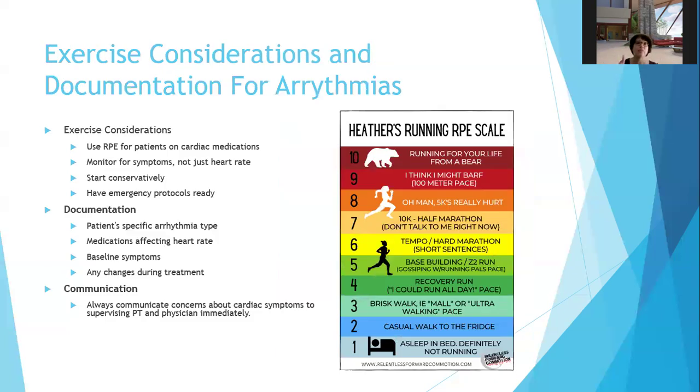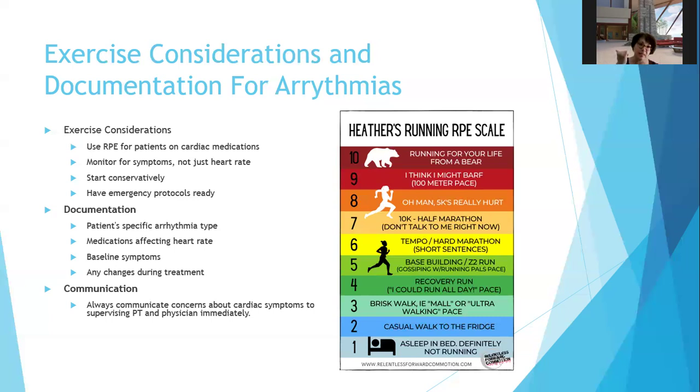So exercise for arrhythmias, use the rate of perceived exertion for patients on cardiac medications. Monitor not just for heart rate, but monitor them for their symptoms. This is the sort of funny scale that I was talking about. One is asleep in bed. Two is casual walk to the fridge. Three is brisk walk to the mall or ultra walking pace. Four is recovery run. Five is base building. And then 10 is running for your life from a bear. Nine is I think I might barf. I found that somewhere online. I just thought it was cute.